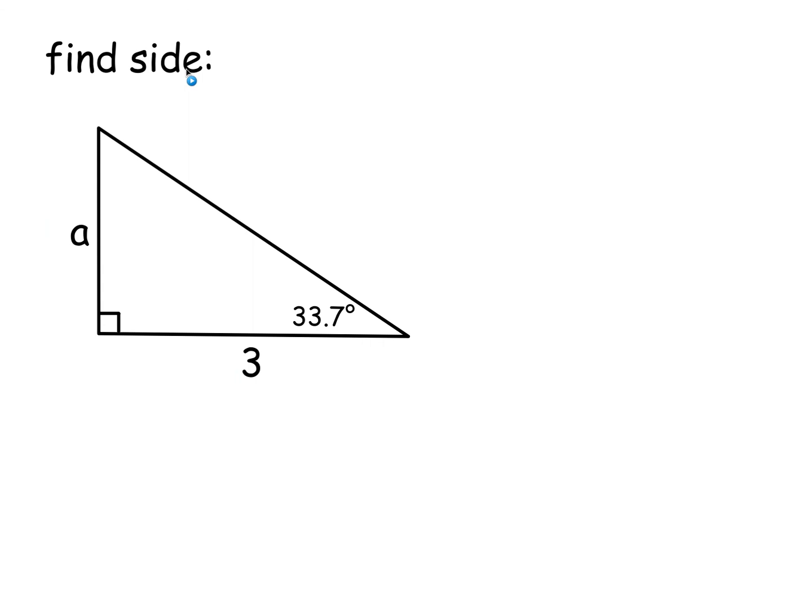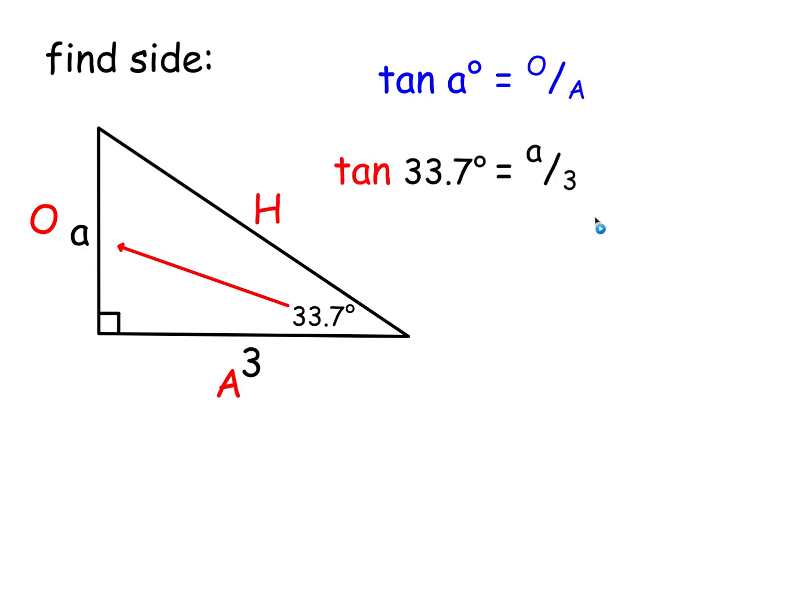Next case, finding a side. Label the sides as before. We're dealing with tangents, opposite over adjacent. Angle's 33.7. Tangent of the angle, 33.7, is opposite A over adjacent 3. So there is the first line of important working. Tangent 33.7 is A over 3.